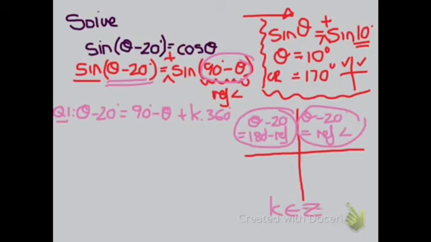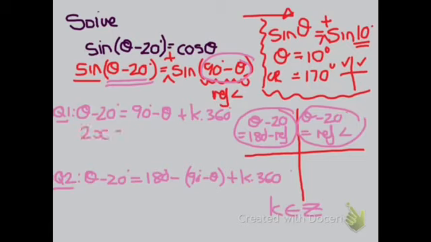I'm going to leave a little bit of space to solve for theta over there. And then we also have in quad 2, where theta minus 20 is equal to 180 minus that reference angle, 90 minus theta, plus every 360 degrees. Once you've got to this point, it's just algebra. You're going to go back and neaten this up. If you bring your minus theta from the right across, you're going to get theta plus theta. Take your negative 20 over to the right. 90 plus 20 is 110.